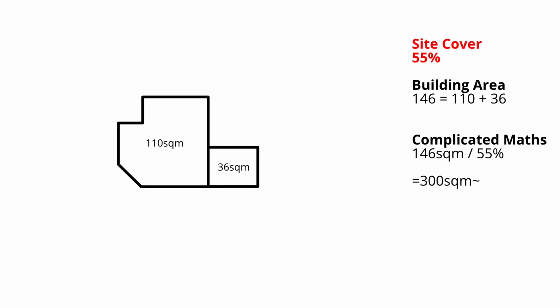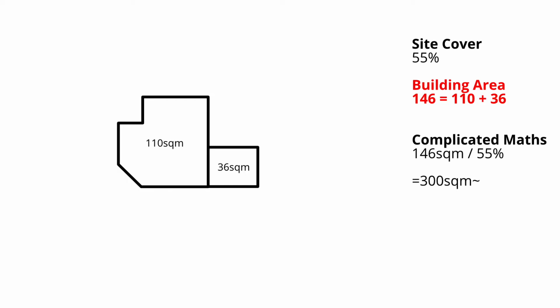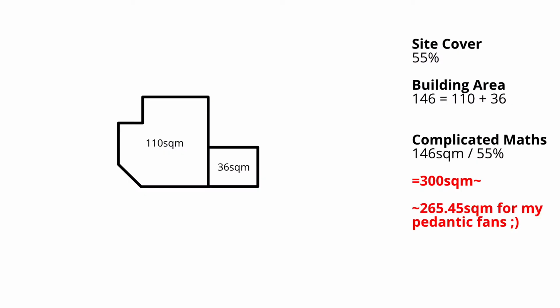Then I need to work out how much land I need in order to fit this property on. So I look at things like site cover or plot ratio or gross building area. And if it's, say for example, a site cover ratio of 55%, what that means is the property can only cover 55% of the site. So effectively I divide that 140 square meters by 0.55, and that gives me a land area of approximately 300 square meters. So now I know to get a 110 square meter building on, to get 2 cars on, I need effectively 300 square meters of land.